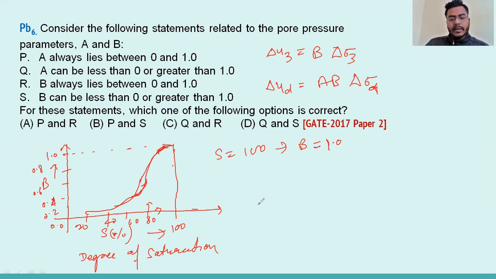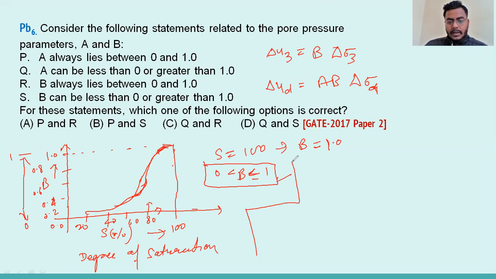And it will be constant when you're increasing the degree of saturation. When S is less than 100, you will see less than 1. So you will see in this graph that B is going from 0 to 1. So we can say B varies 0 to 1. You can put the equality sign also. Okay, now for B we got 0 to 1.